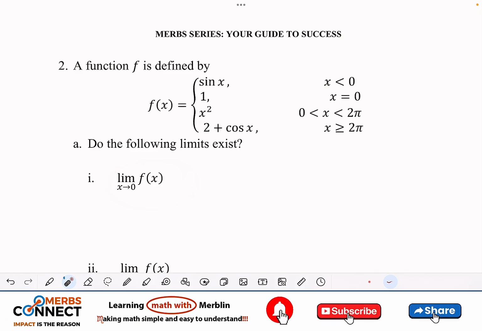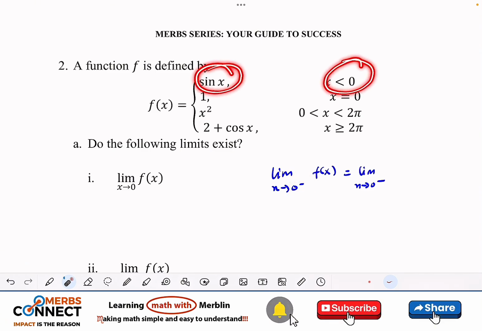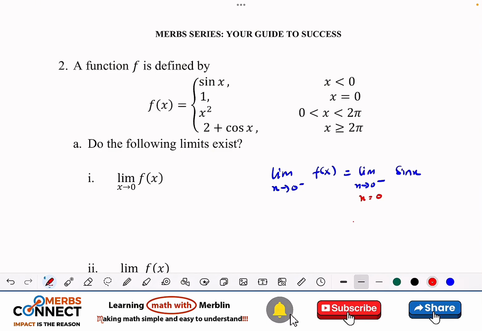We want to find the limit as x is approaching 0. As I said, for us to talk about 0, we need to think about left and right. So let's think about left and right. Limit as x is approaching 0 from the left of f of x. What is the function here? It means x is less than 0, so we have sine x, and we set x equal to 0. We are going to have sine 0, and sine 0 is 0. Is that true? Yes, sine 0 is 0.